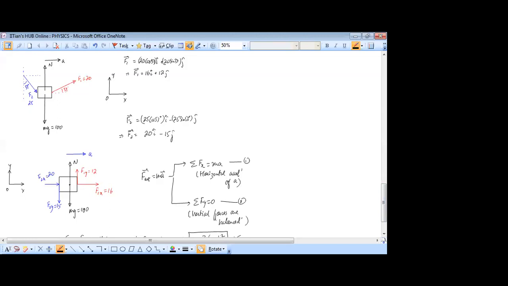We resolved it into components. This is the critical step. After this, it's very easy. But make sure that you have got the angles, the resolution, all this correct. That's where your vector algebra comes in.